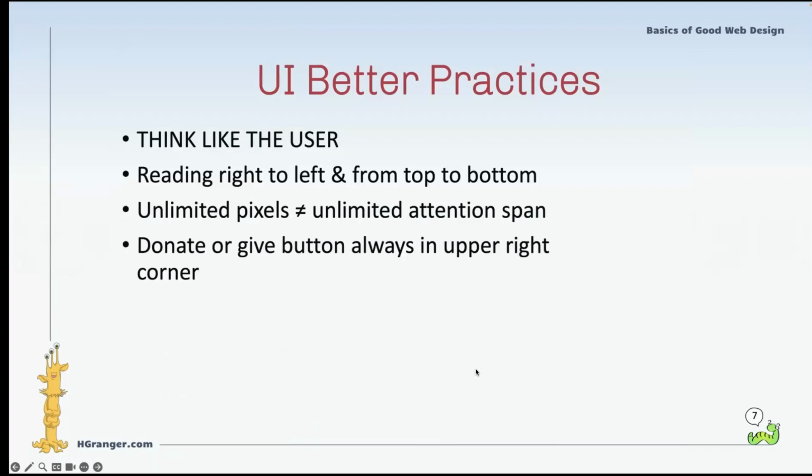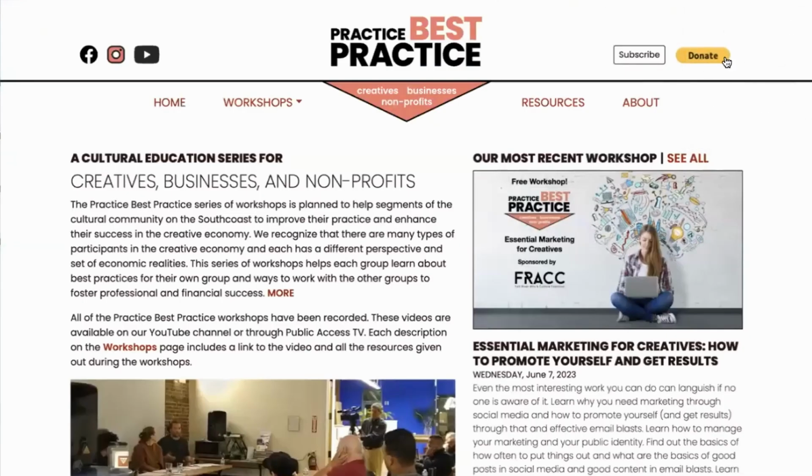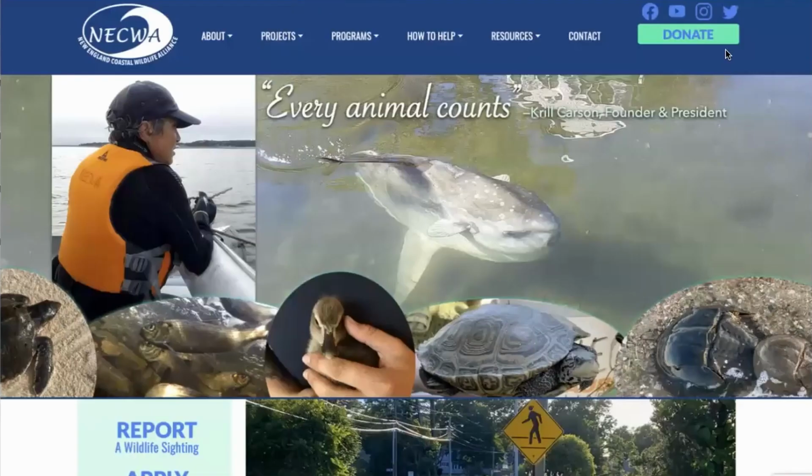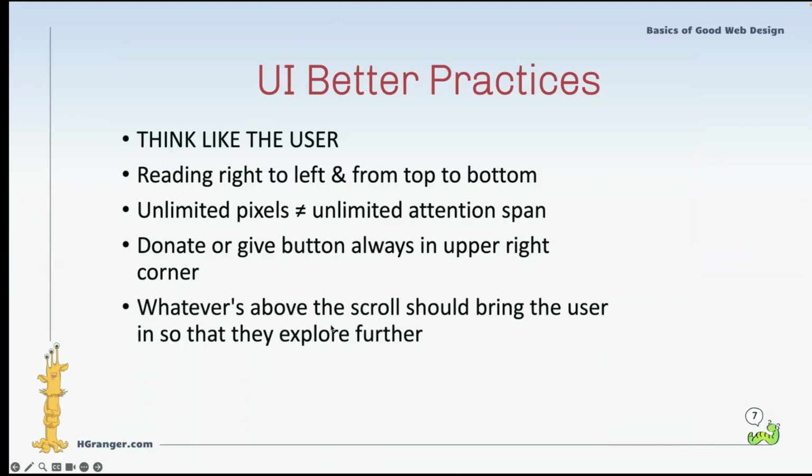This has become a standard. And if you're in any way in a nonprofit or in any situation where you want people to donate or give to you, put that donate button in the upper right-hand corner of your site, because that is where they look for it. So here's a site, it's right there, donate. Here's a site, it's right there, donate. They literally will just ignore everything else on your site and look for that button. So you want to put it in the same place, so everybody knows where to find it.